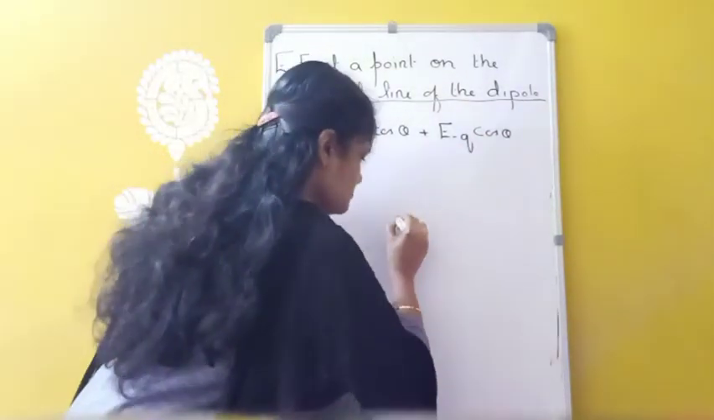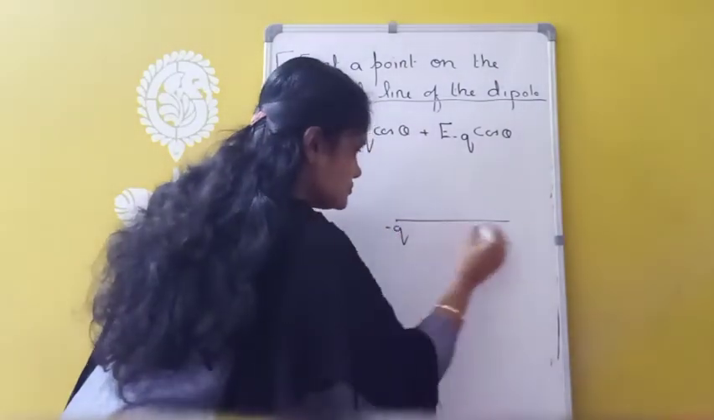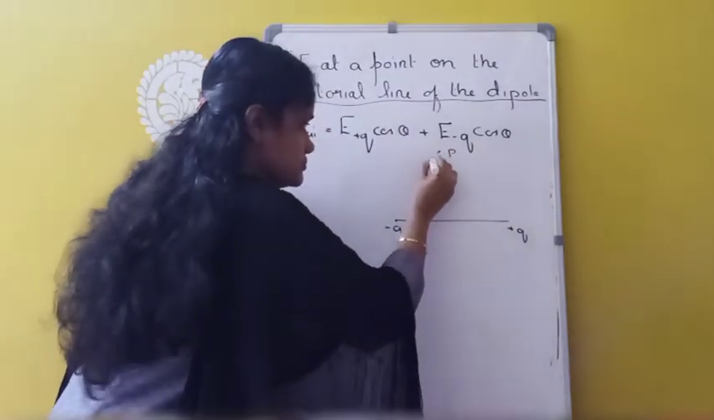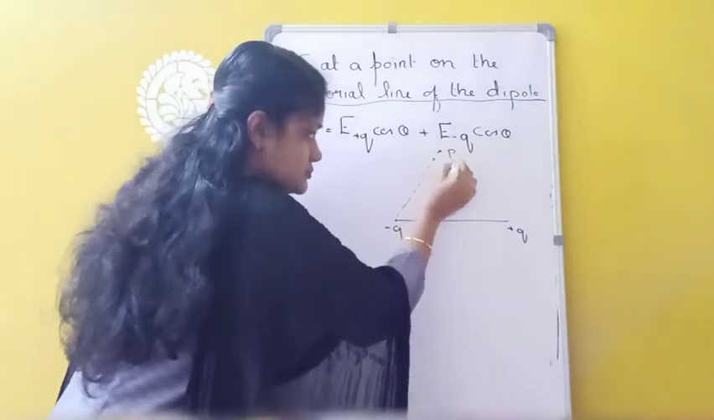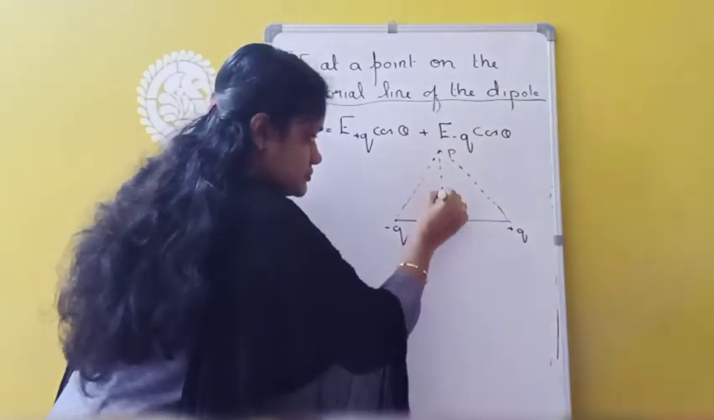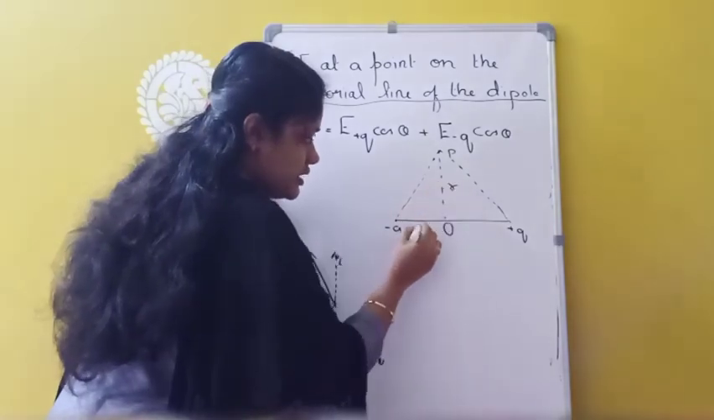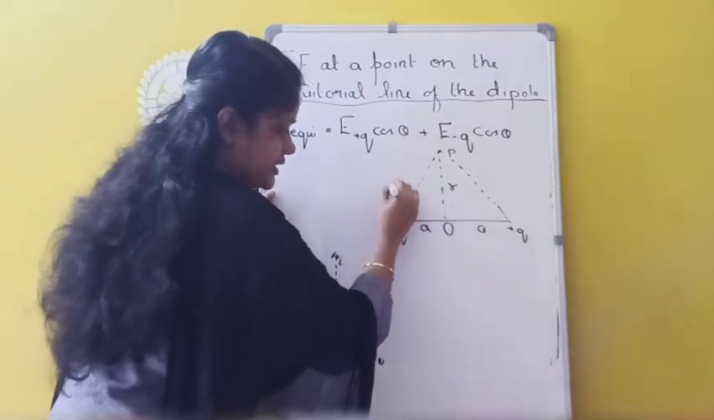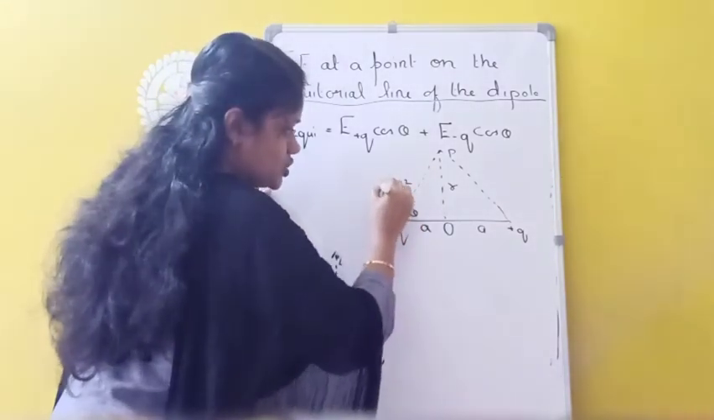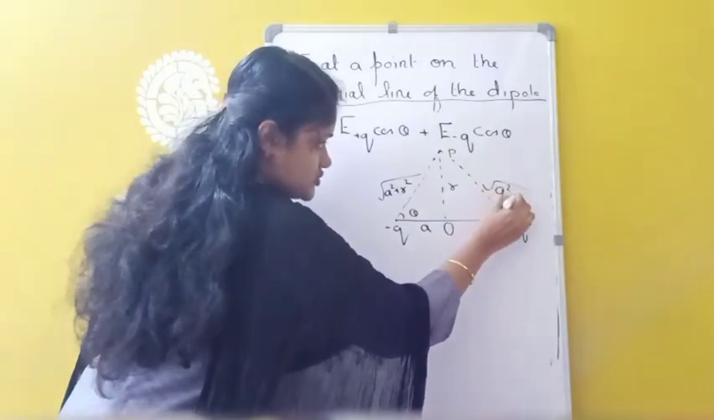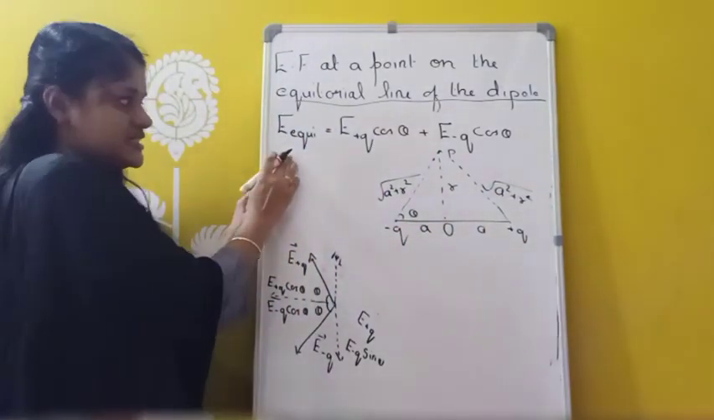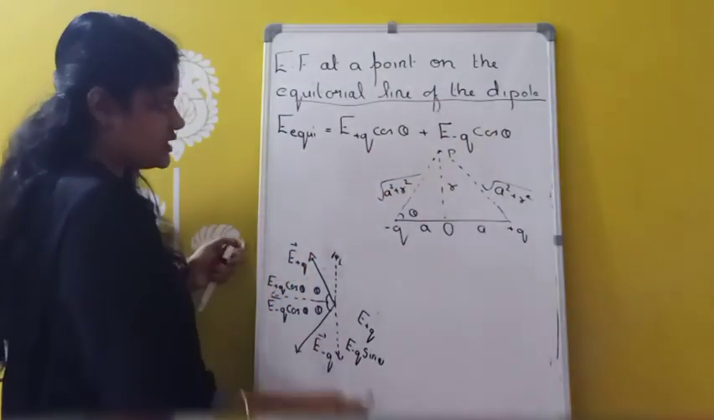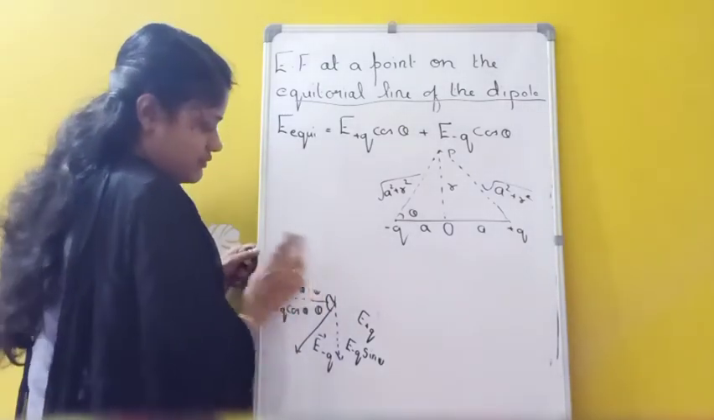But here in the diagram, this point O, this distance is R, this also A, and this angle I am taking as theta, and this one is root of A square plus R square, this also root of A square plus R square. So how will you find the net electric field here? E plus Q cos theta plus E minus Q cos theta. But we know that E plus Q and E minus Q are equal in magnitude.